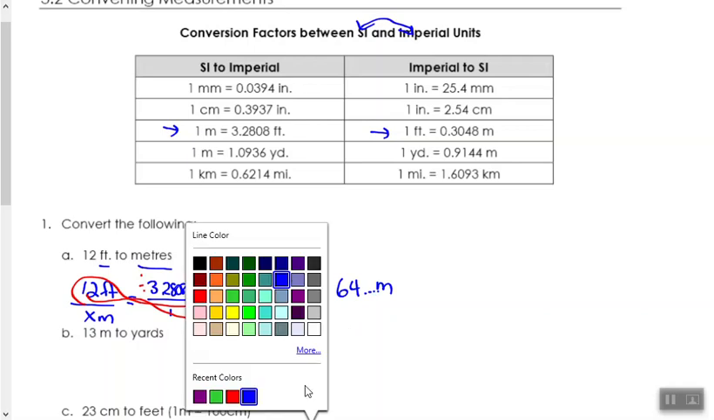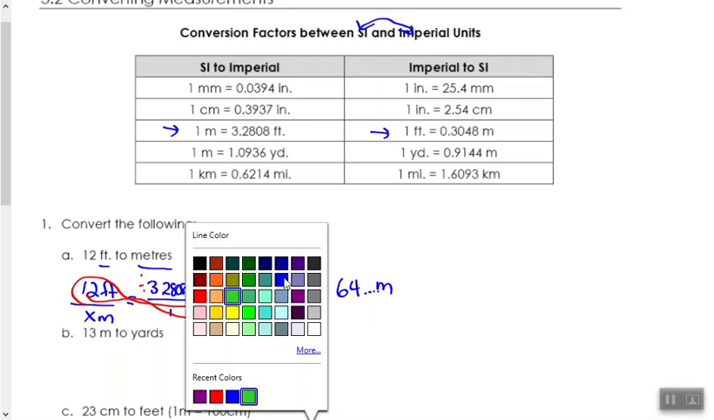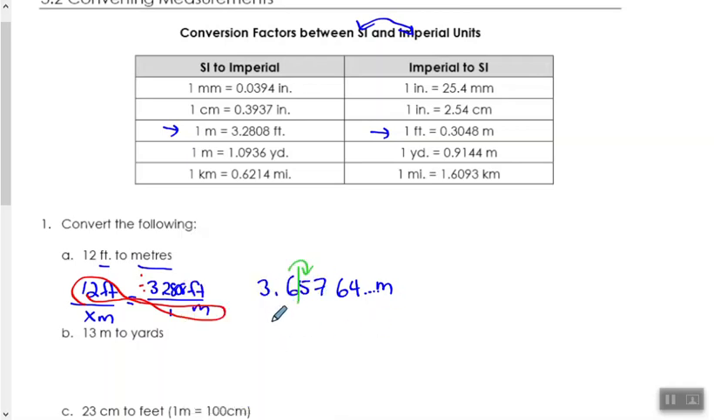Now for this assignment, and these conversions, I ask that you either round to 1 or 2 decimal places. I'm not really picky. If I don't specify how much I want you to round your final answer to, just round to 1 or 2. So let's just round this one to 1. So cutting it off after the 6, take a peek over the wall, and we will round this up to 3.7 meters.